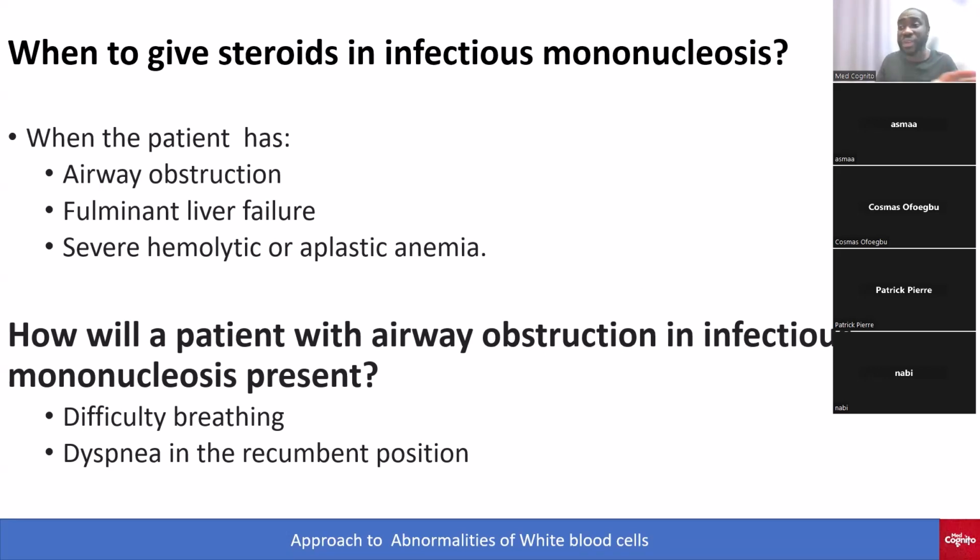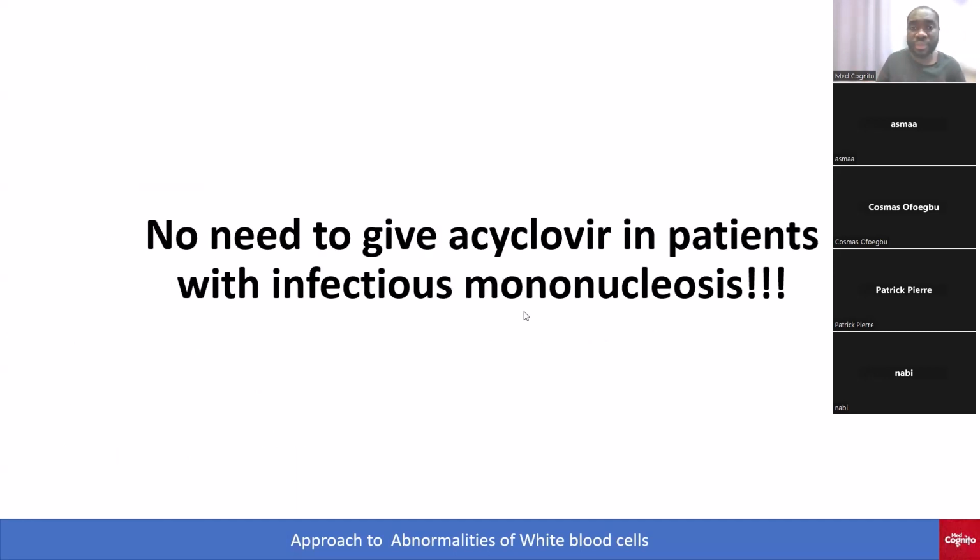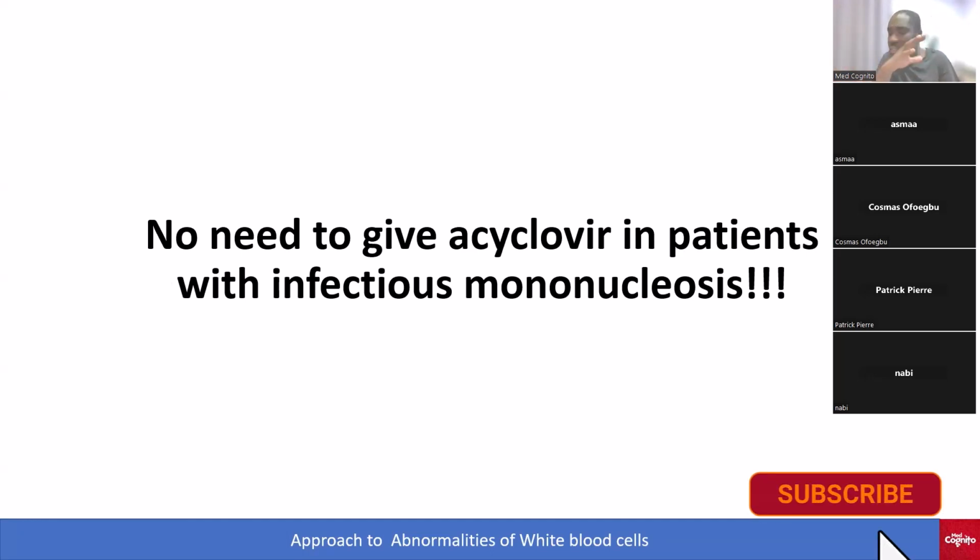So, do we give steroids to everybody? No. But who needs steroids? Airway obstruction, fulminant liver disease, severe hemolytic or aplastic anemia. How will a patient with airway obstruction present? Difficulty breathing, dyspnea in recumbent position. Now, even though infectious mononucleosis is caused by a virus, there's no need to give antivirals to patients with infectious mononucleosis. It's not necessary. All right?